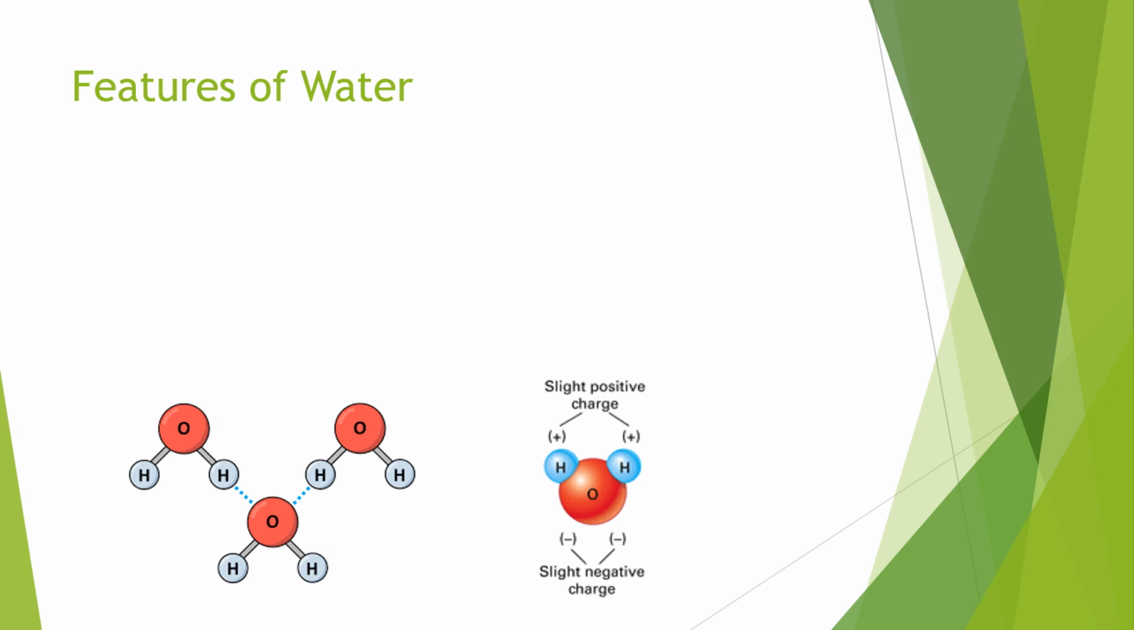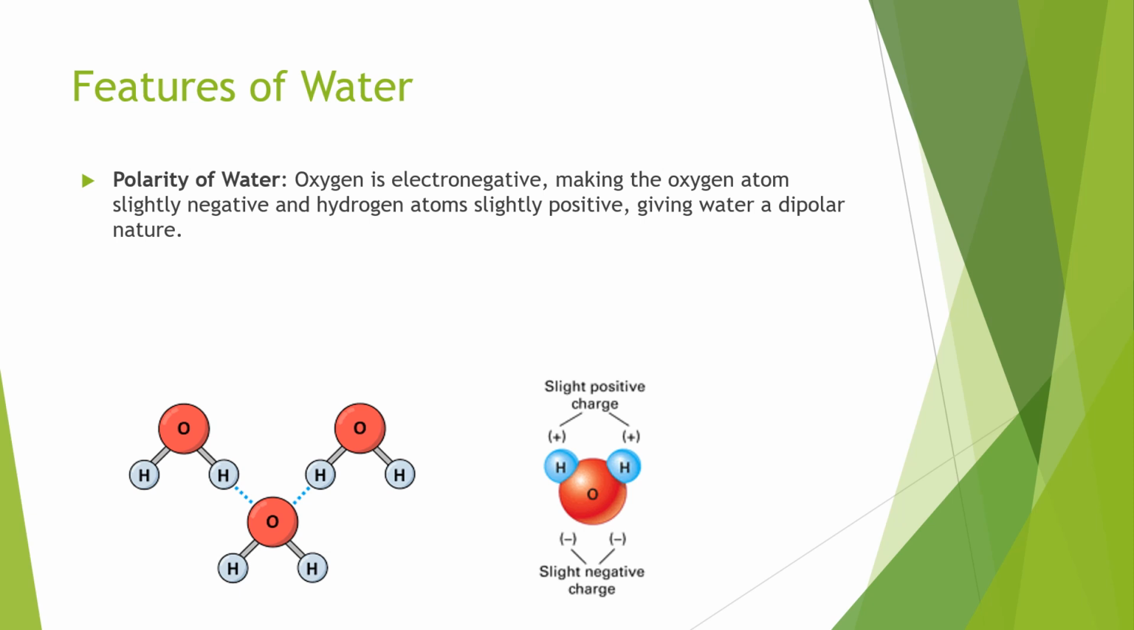Many of the properties which water exhibits come from its molecular structure. Water molecules are dipolar, meaning they have both positive and negative charges. The oxygen atom is more electronegative, which means it pulls the electron closer to itself, making the oxygen end of the molecule slightly negative. On the other hand, the hydrogen atoms become slightly positive.